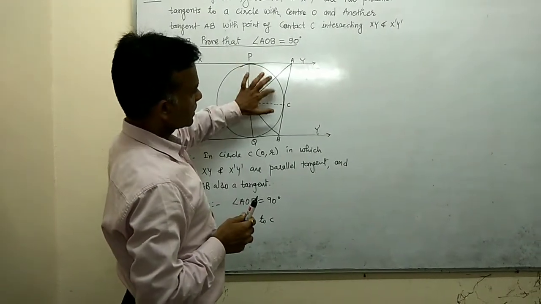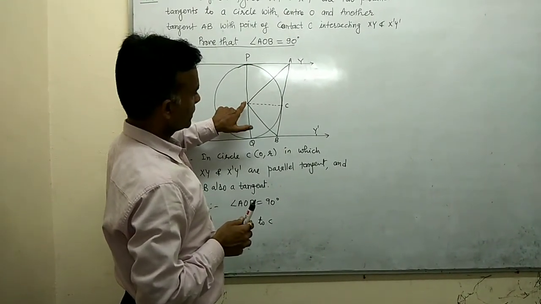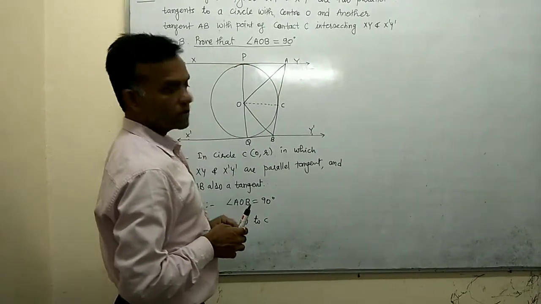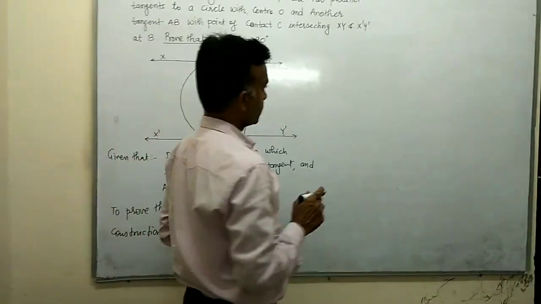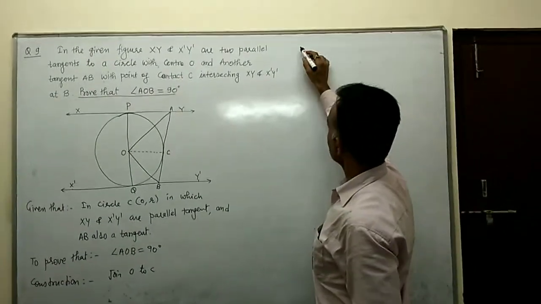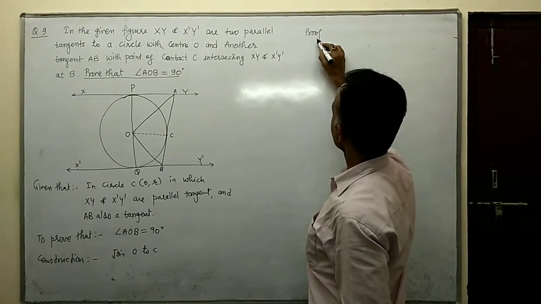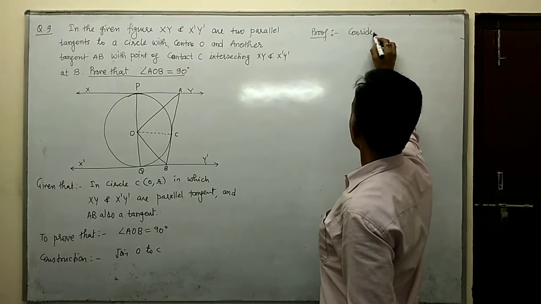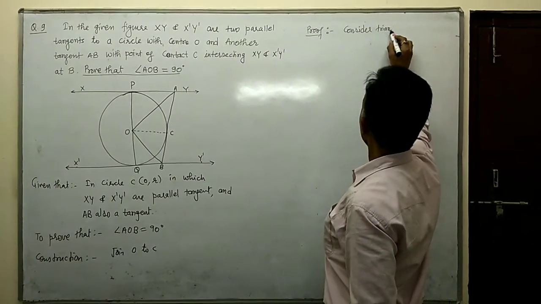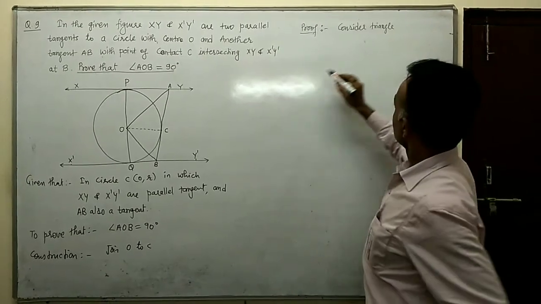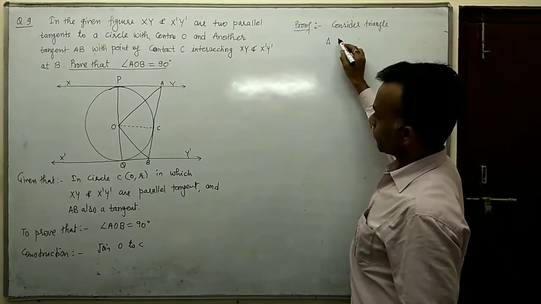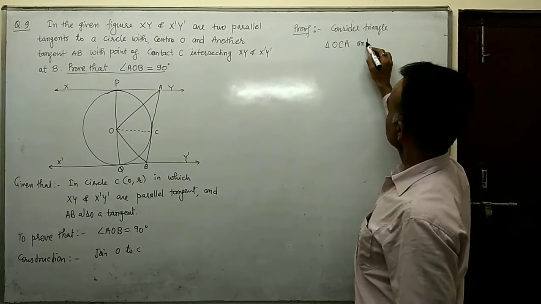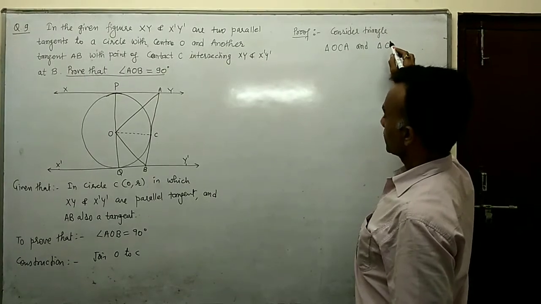So now here we consider these two triangles. First we consider triangle OAC, and then the other triangle can be considered OAP. Okay, so now here we start the proof. For the proof we consider two triangles: triangle OCA and triangle OPA.